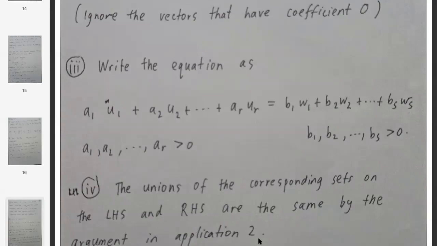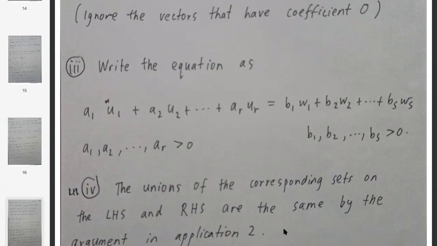So in the previous argument, we had this exact situation. So the unions are definitely the same. So now we have to argue that the intersections are the same. So what does it mean for an element i to be in the intersection of the corresponding sets of u1, u2, ur? What that means is the ith component of each of the u1, u2, ur contains a 1.